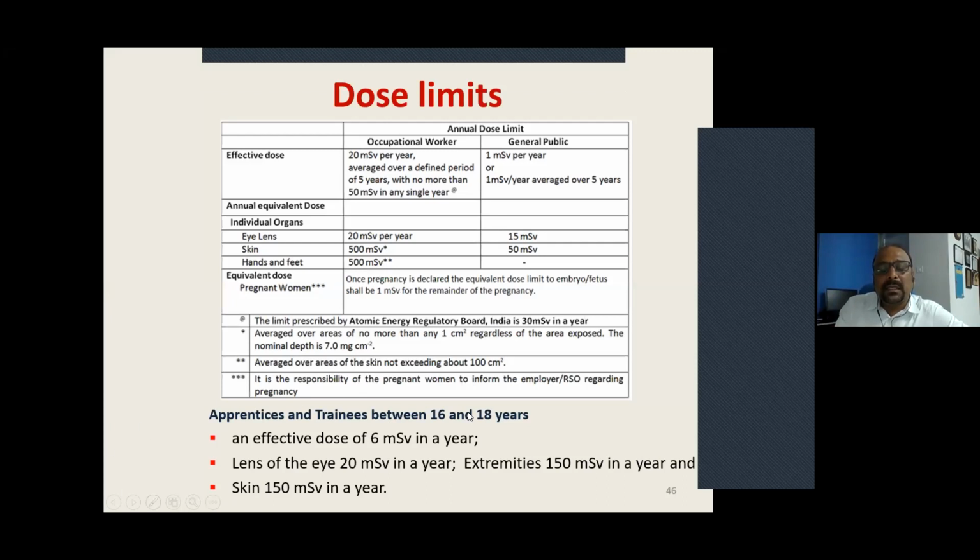And no radiation worker can be employed under 18 years of age, but trainees can be between 16 and 18 years, and for them the limit is 6 millisievert in a year.